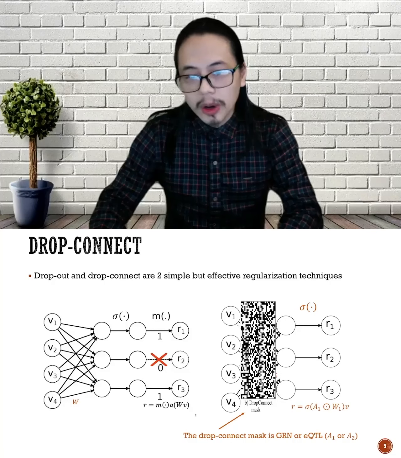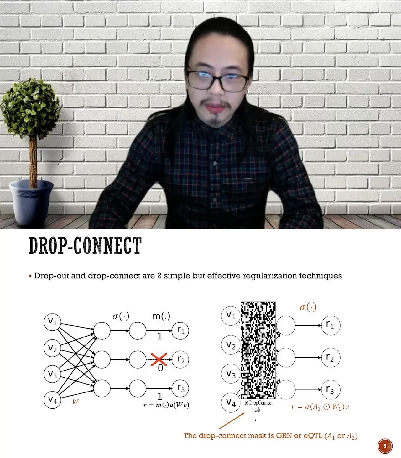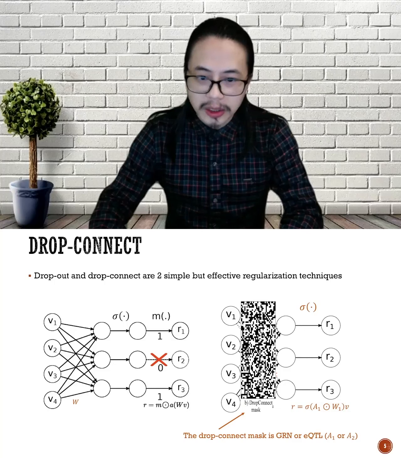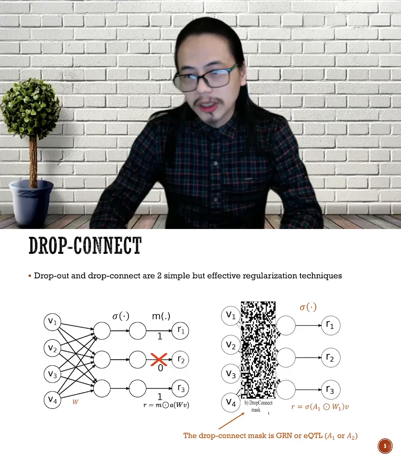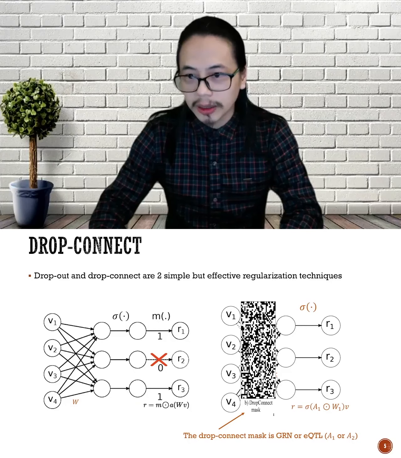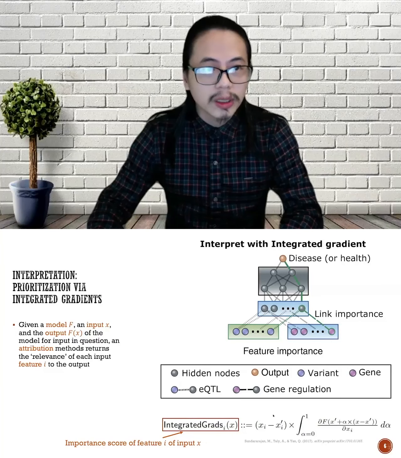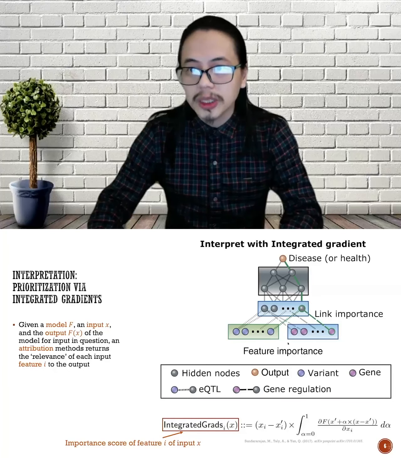And in Varmole, we did something similar to drop connect, but instead of dropping the connections randomly by taking the element-wise product between parameter W and a random matrix, we use the GRN or eQTL as the drop connect mask to drop those connections that are not in the eQTL or GRN. So the second aim of Varmole is interpretation: how to prioritize genes and SNPs and the links between them.